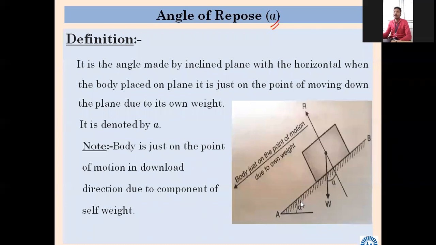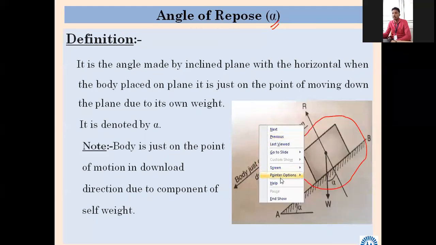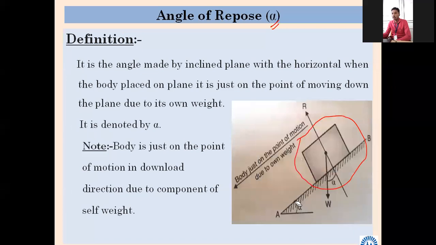That angle is known as the angle of repose. It is denoted by alpha. Are you observing here? No force is applied here on the body. Is any force applied on this body here? But still the body is about to move due to its self weight. That angle is known as the angle of repose, alpha.